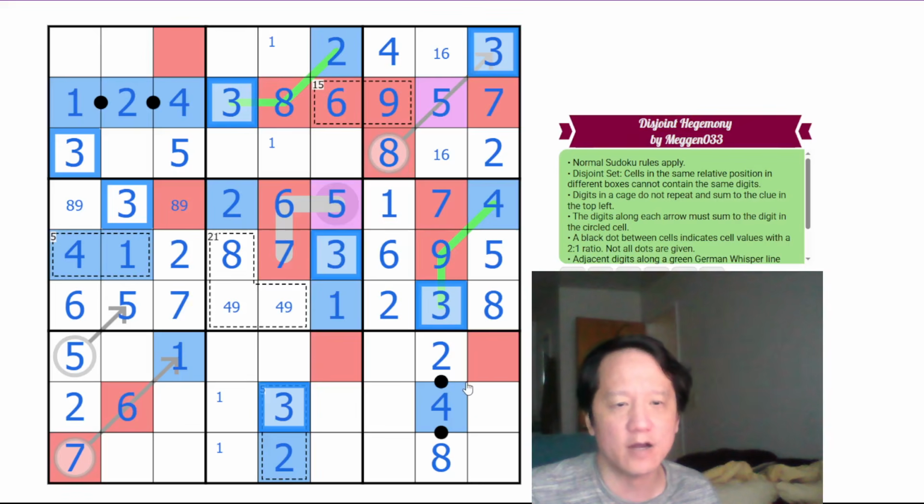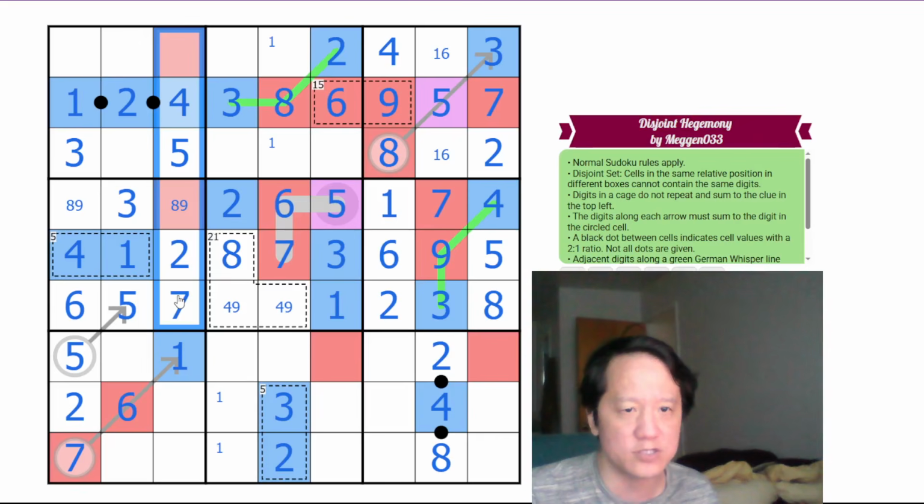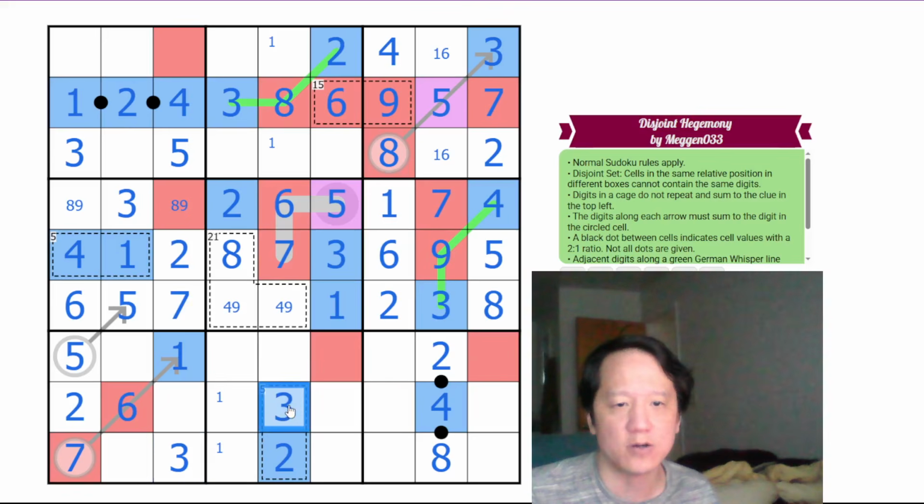So we have... Where is 3 in column 3 then? Can't be any of these digits. Can't be here because of 3 in the row, so it must be there. And then we have 8 3s. We know where the last 3 has to be. It has to be there.